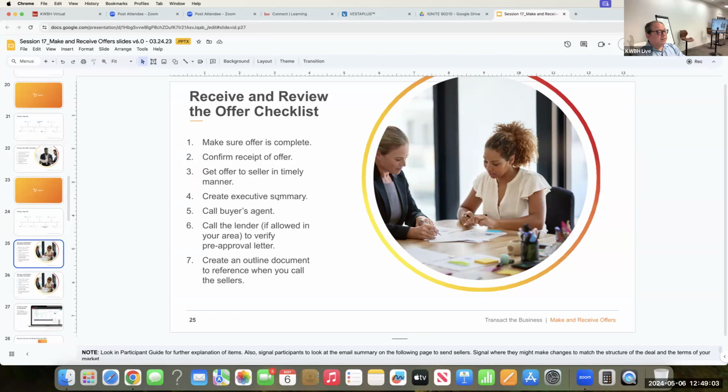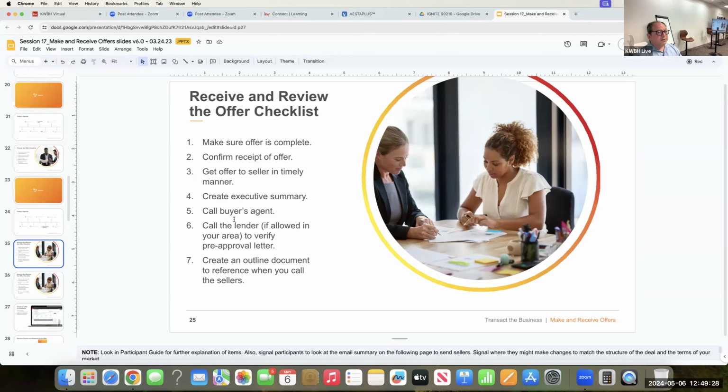Create an executive summary. So when I send my offers to my seller, my email is, congratulations, we received an offer. An offer is a compliment, right? Even if it's a lowball offer, an offer is a compliment. Someone wrote an offer. So I'm going to say this offer purchase price is this. This is for this many days, and I'm just going to review the terms of the offer.